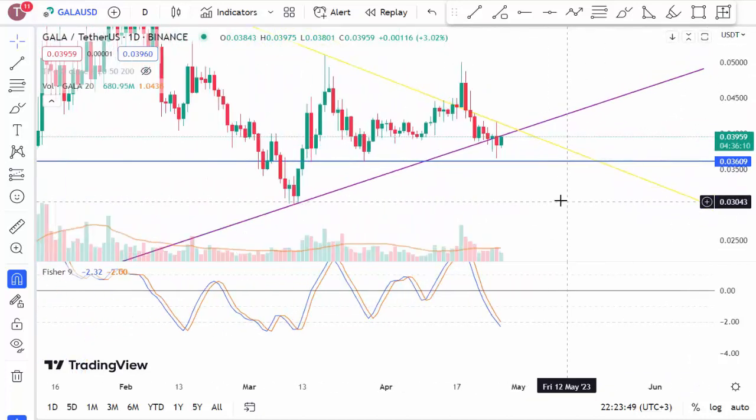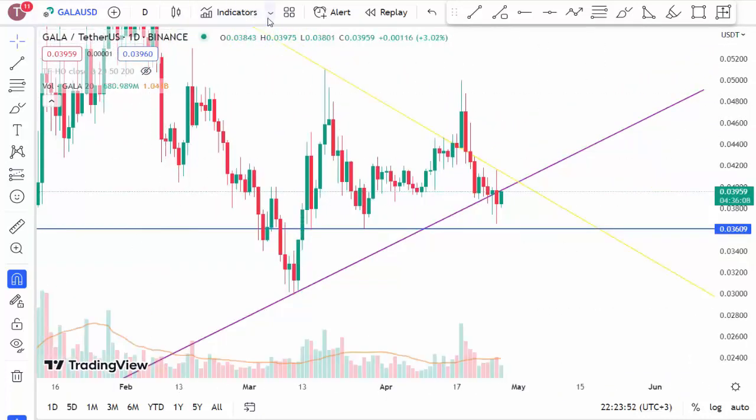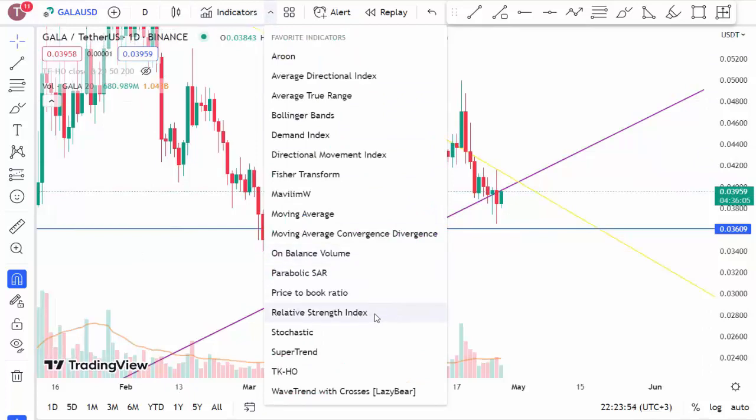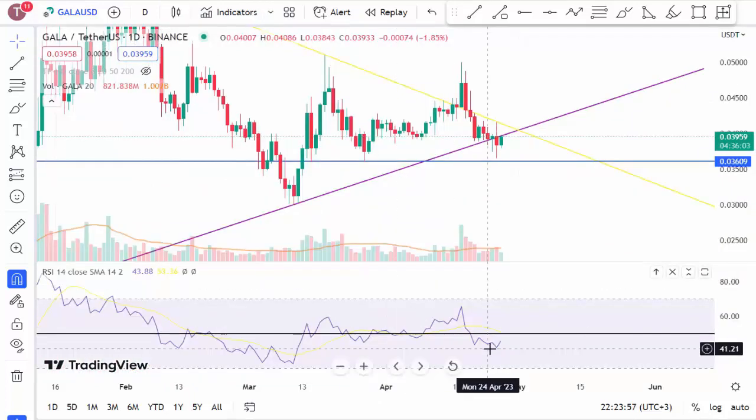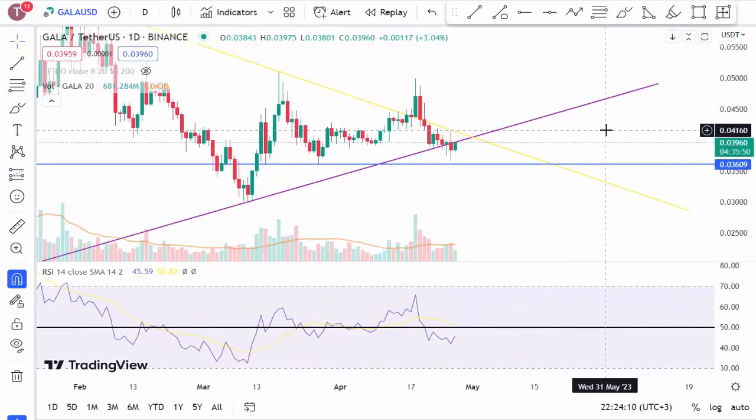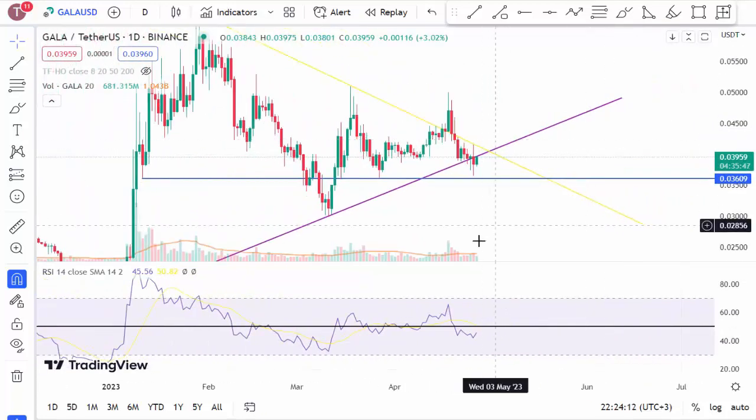Keep this in mind. Looking at our RSI indicator, we can see that it has shown a rise towards the 50 level. As it appears, it is currently hovering around 45.62. We need to wait for the 50 level to be broken upwards. If the 50 level is broken upwards, we could see a rise in price movements.